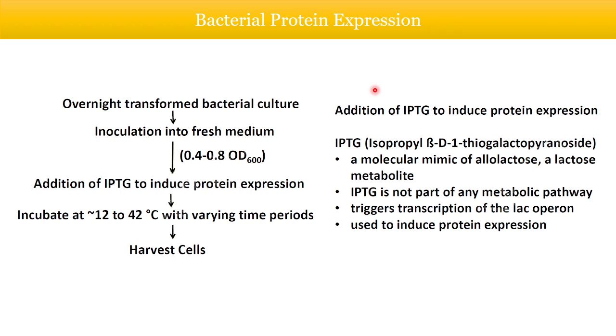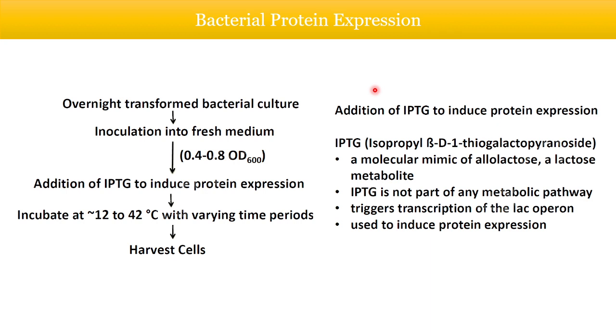So IPTG actually is an inducible system. When you need to express your protein, only then you use IPTG for the production of your protein of interest. It's a molecular mimic of allolactose, which is a lactose metabolite. It is not part of any metabolic pathway, and it triggers the transcription of the lac operon. The lac operon, the lactose operon, is an inducible system where the lactose or the allolactose binds to the repressor molecule, which then does not bind to the operator sequence, and the RNA polymerase can continue with transcription.